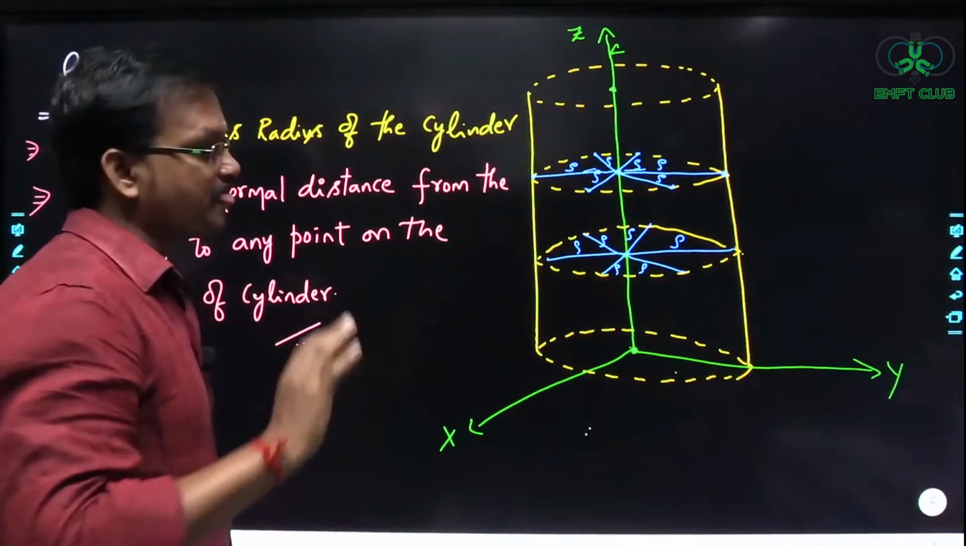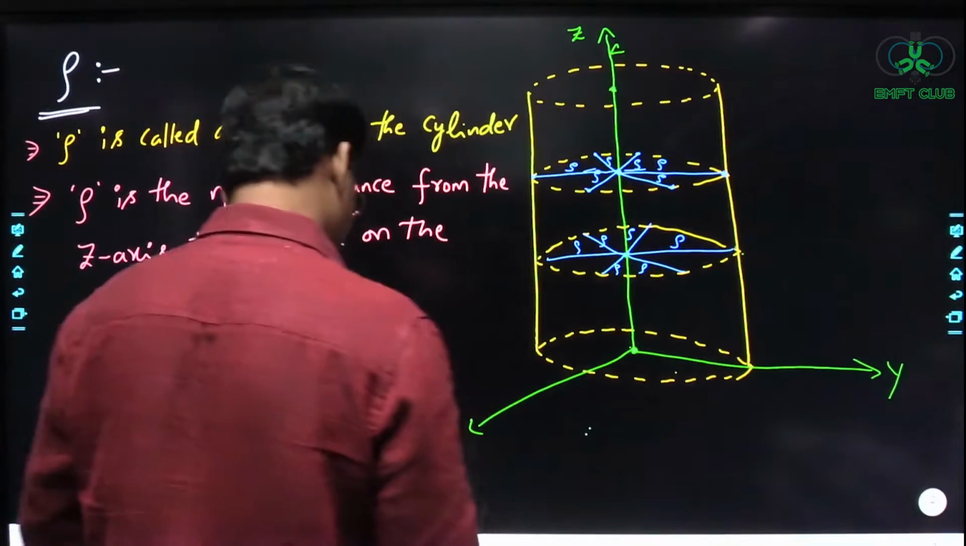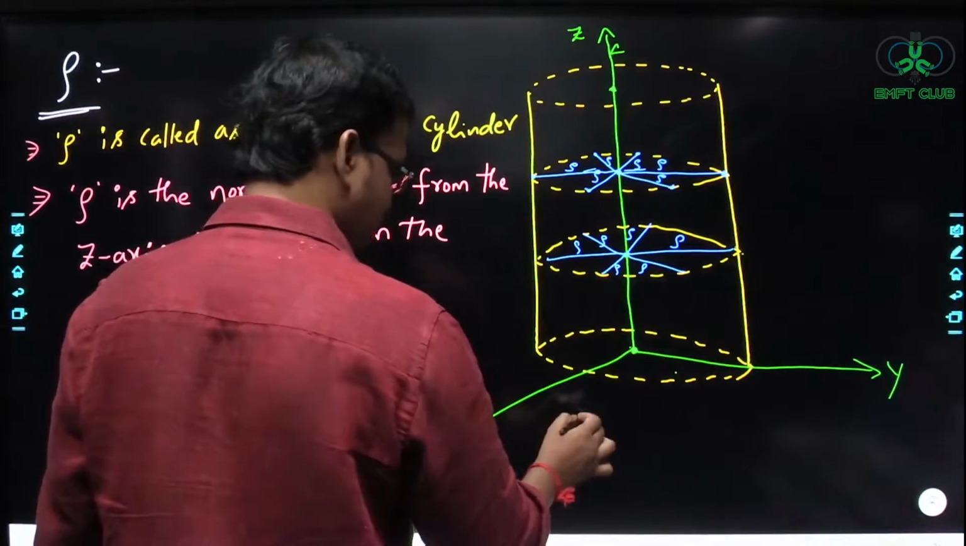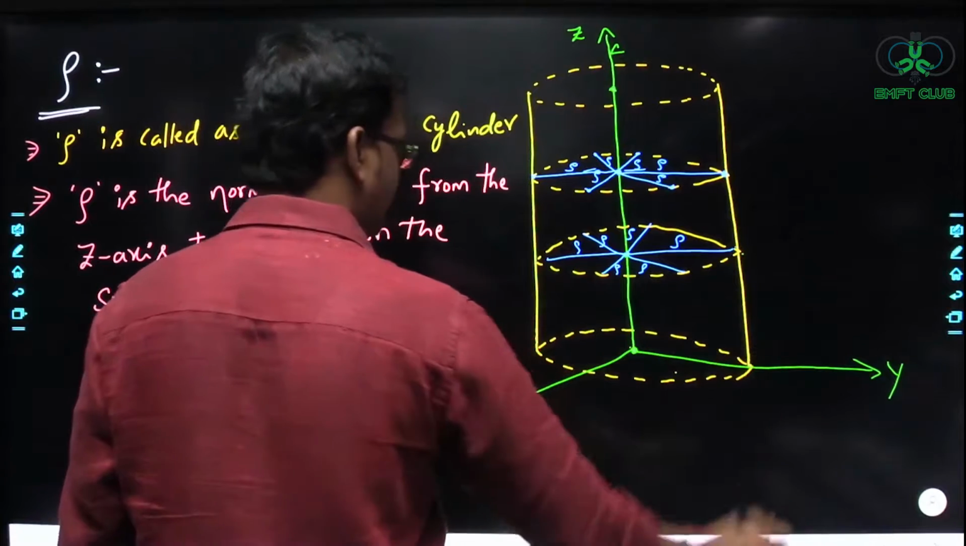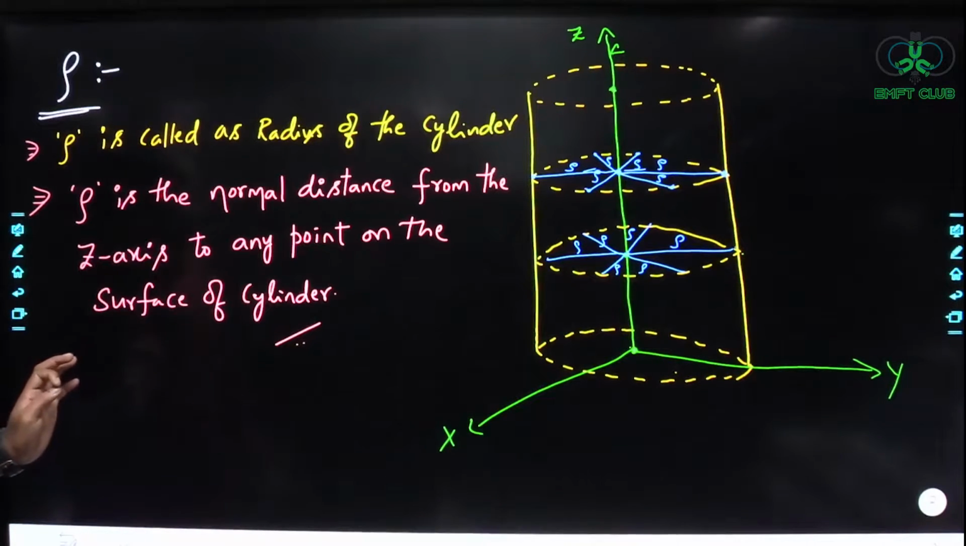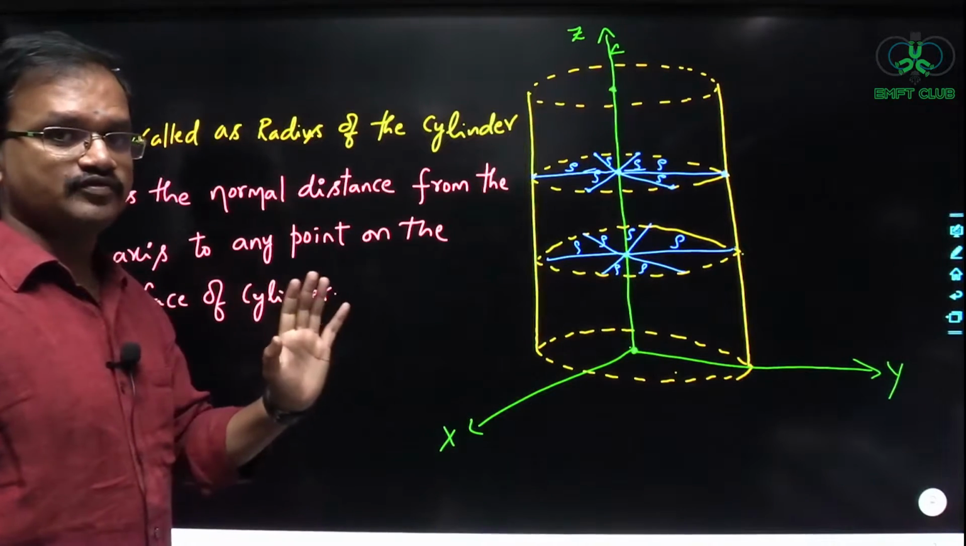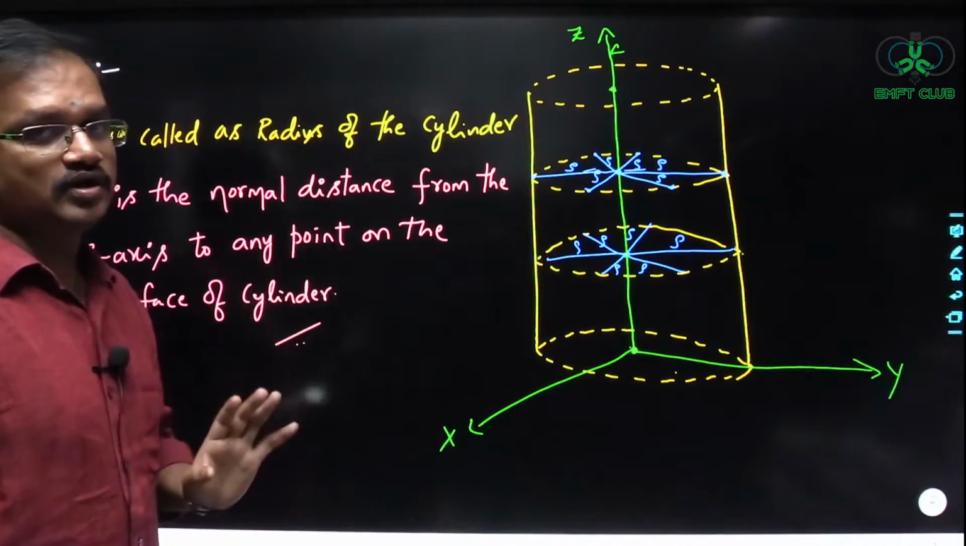Understood? Okay. Yeah, so that's what you have to observe here. Okay, fine. So we have defined rho. Rho is the normal distance from the z-axis to any point on the surface of the cylinder. So that is called rho.